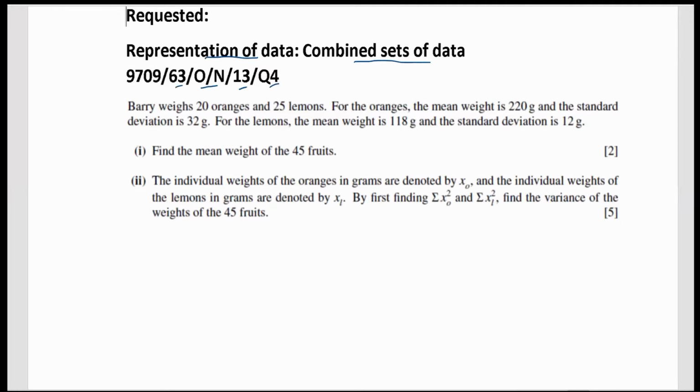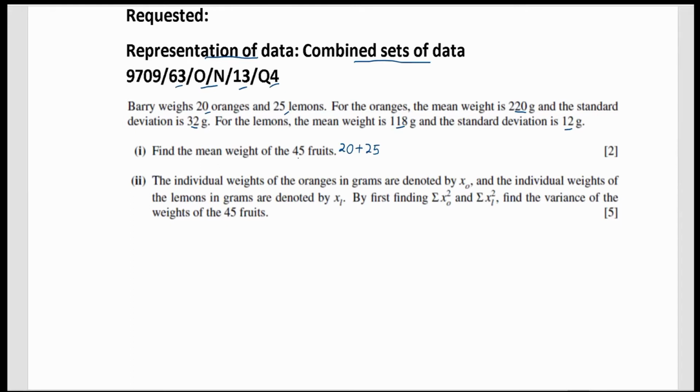Barry weighs 20 oranges and 25 lemons. For the oranges, the mean weight is 220 grams and the standard deviation is 32 grams. For the lemons, the mean weight is 118 grams and the standard deviation is 12 grams. Okay, part 1. Find the mean weight of the 45 fruits. So 45 fruits means 20 oranges and 25 lemons.